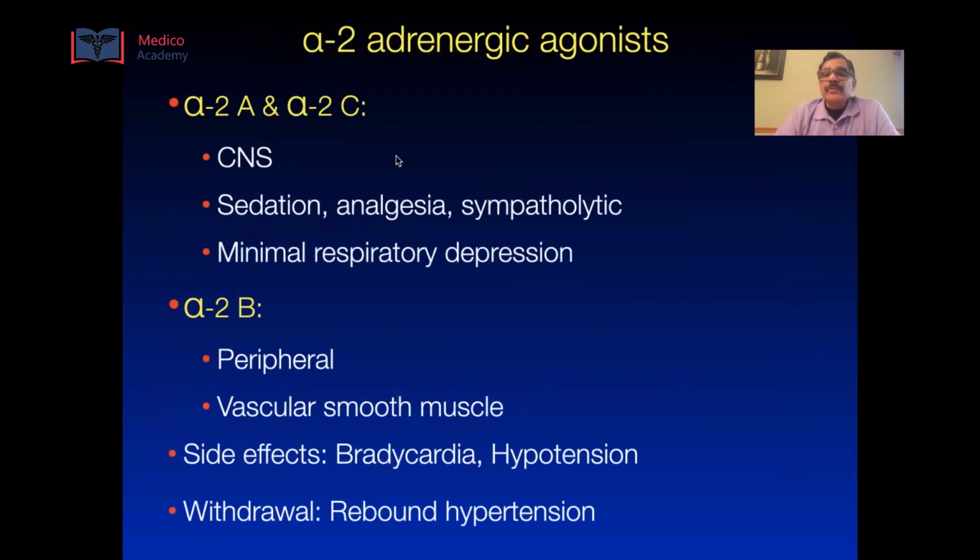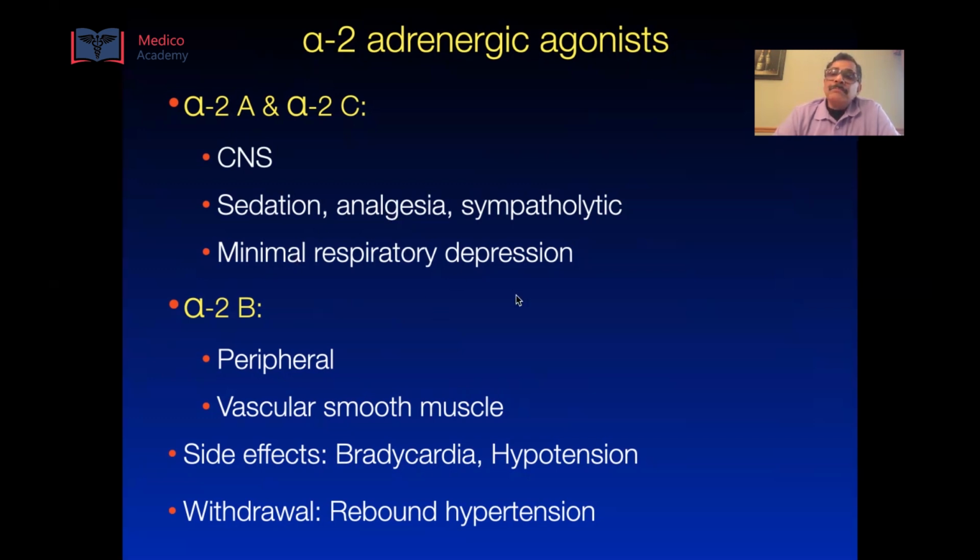There are three types of receptors for these agents, A, B, and C. A and C receptors are mainly in the brain, so that leads to sedation, analgesia, and sympatholysis with minimal respiratory depression. And because of these reasons, dexmedetomidine, which is one of the agents in this category, or clonidine, is used for simple monitored anesthesia care, because they do not cause respiratory depression, but they are strong analgesics and cause some sedation.